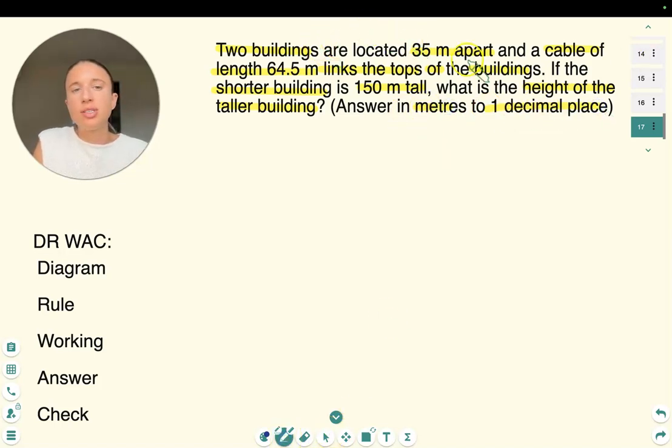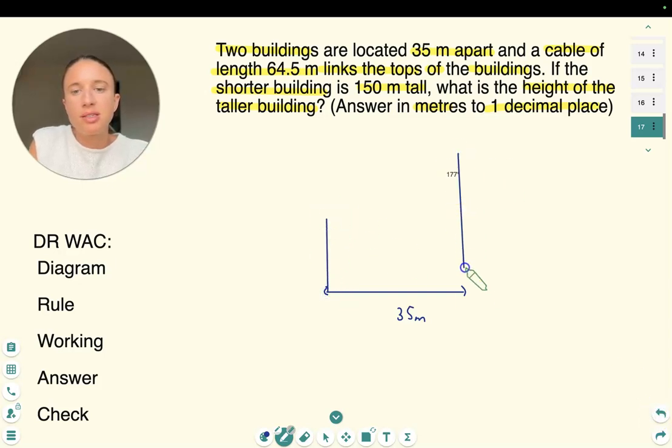Now let's just draw it sentence by sentence. We're going to form our diagram. If we're confronted with a word problem, we think of Dr. Whack and follow those steps. Two buildings, 35 meters apart. And we know that there's a shorter building and a taller building. So let's just put that information in. They're 35 meters apart, and one's taller than the other. Let's just make it a bit different to see this time.